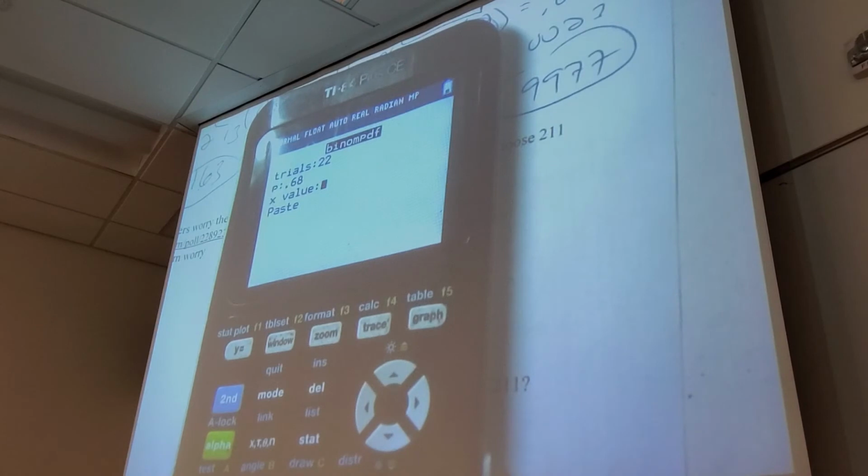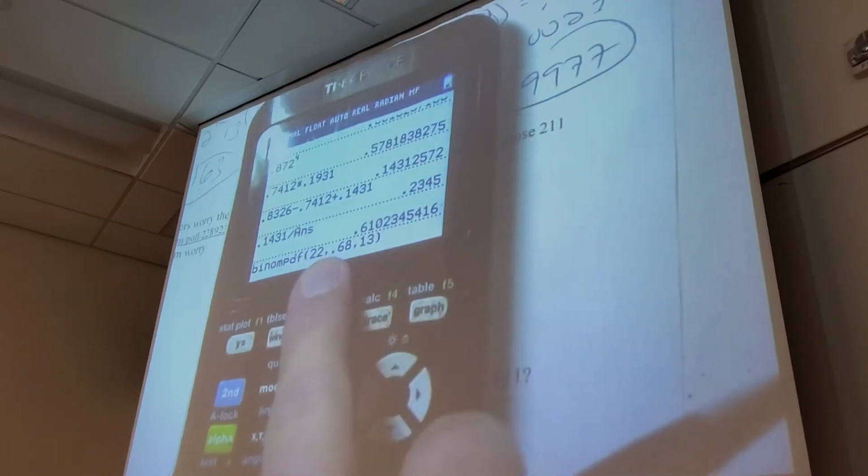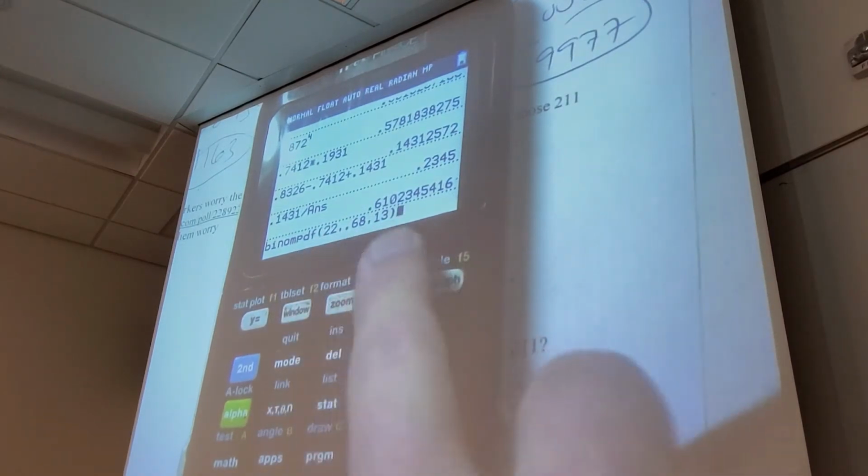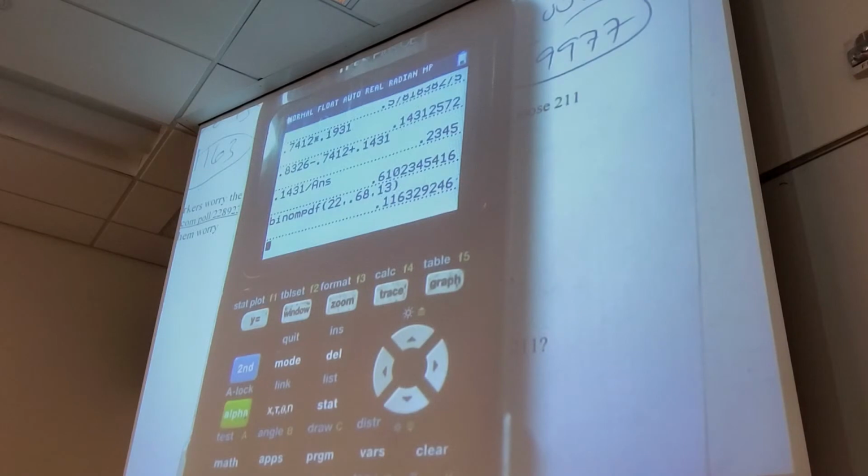And the number of successes I want is 13. So if you have the old style calculator, it should look like this. And the answer better be 0.1163. Oh, yeah. Okay. Right?